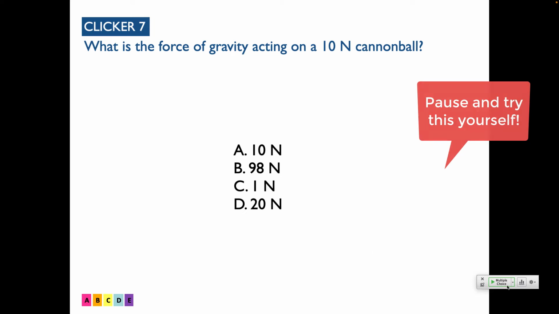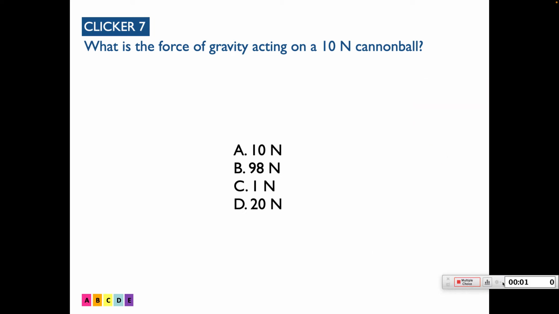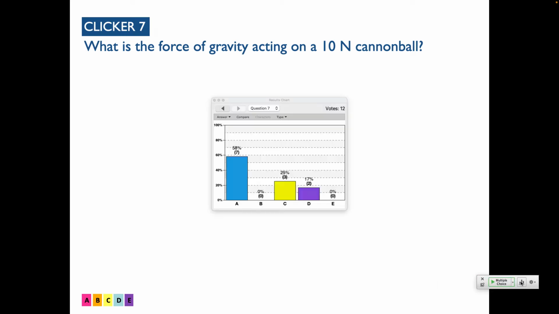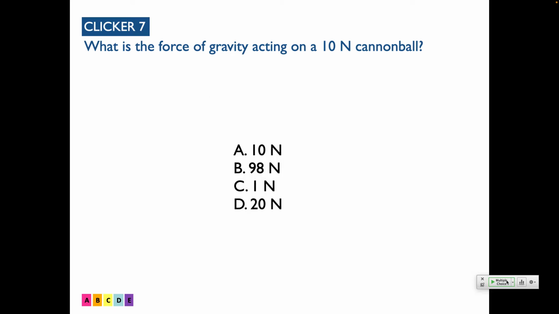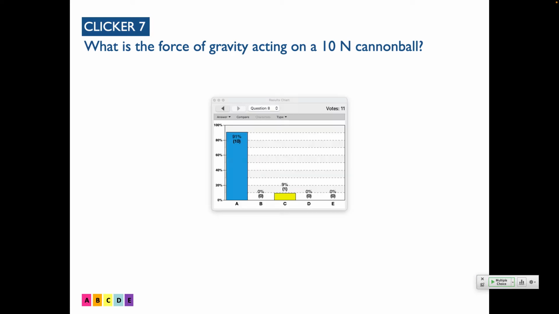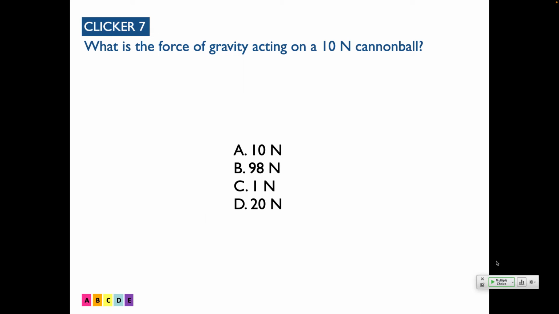Just be wary of the units that you're looking at here. Okay, we got some A's, C's, and D's. We've got some A's and B's in the chat, so we will take some time, talk about this. We'll vote again. All right, more A's here. So yeah, that's going to be A. It's 10 newtons, and that's because, remember, it's asking the force of gravity acting on the cannonball, and it's given you the force of gravity. So once you have a force, you're already there. You don't need to do any math, okay?